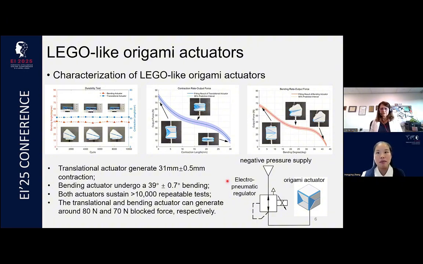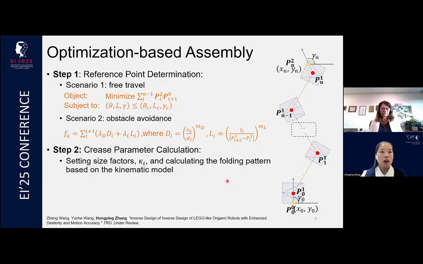soft robotic system. Now we have the second question: suppose we have all these soft actuators, how can we assemble them together? So we propose an optimization-based assembly algorithm. For this algorithm, suppose we know the starting point and the ending point. Our objective is to determine how many modules to use, what type of modules, and also the specific pattern of these modules. So these are the questions we need to answer.